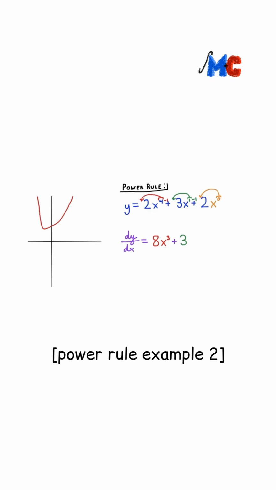Since we've applied the power rule to every term in the polynomial, we can see that our derivative is simply equal to 8 times x cubed plus 3.